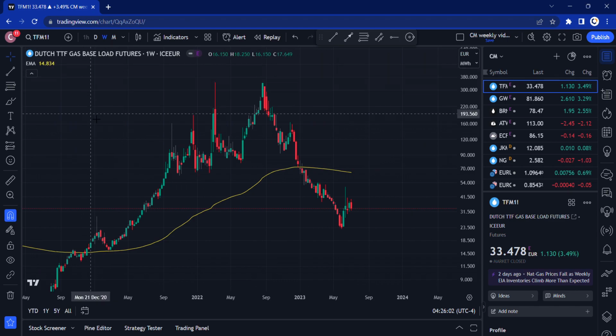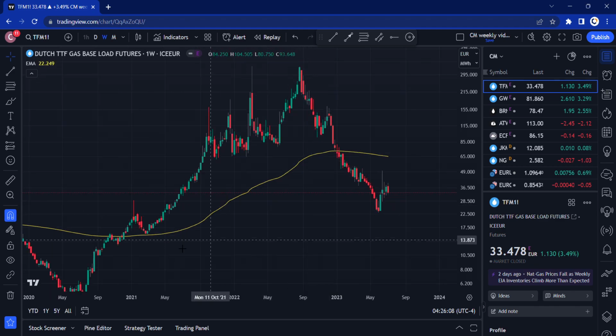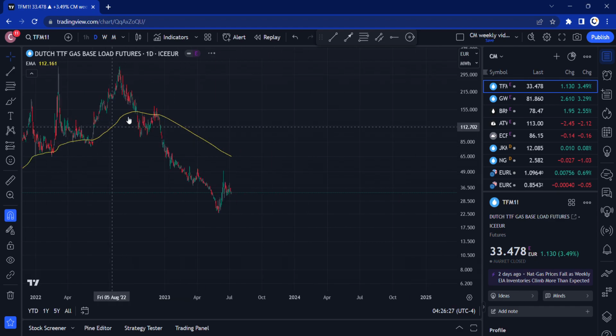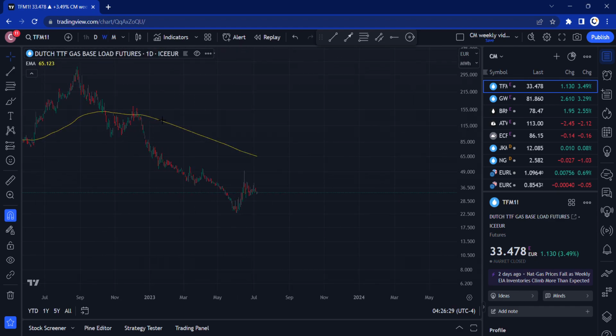Okay, we are looking at the TTF front month on the weekly chart. So one bar represents 1 week of trading, and we have the 200-week exponential moving average on here. Why did I choose the exponential over the simple moving average? Well, it's simply a little bit more sensitive to price changes. Right now it's more or less flatlining, so it doesn't matter all that much, but later when we go into the daily time frame, it matters a little bit more.